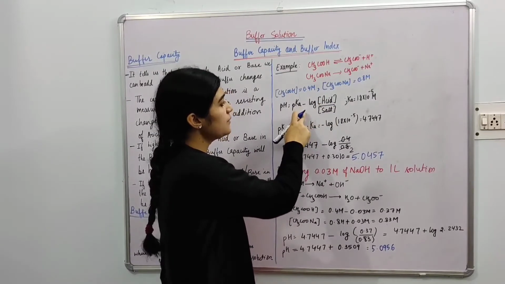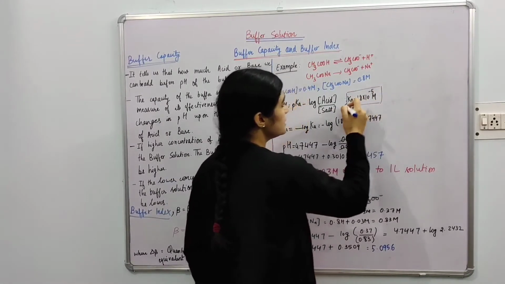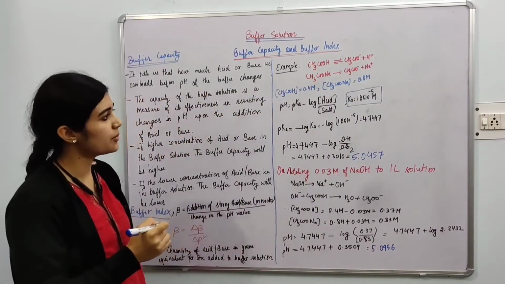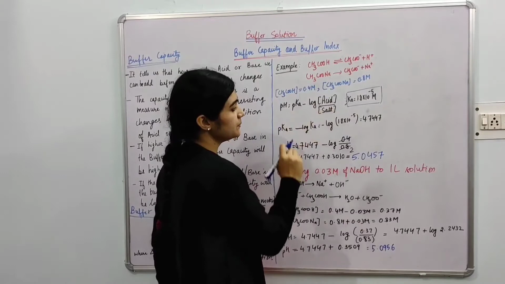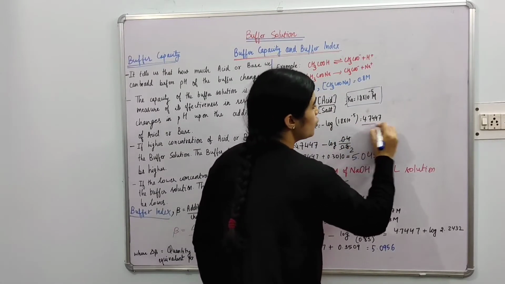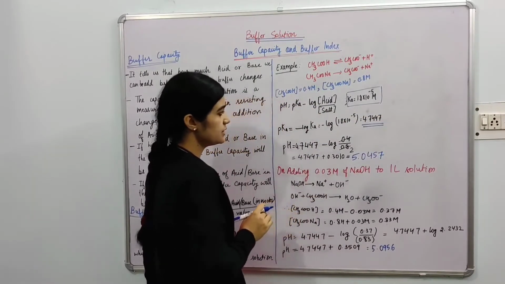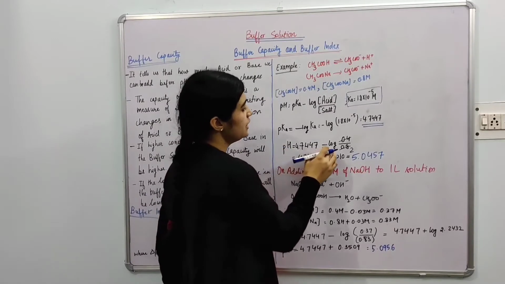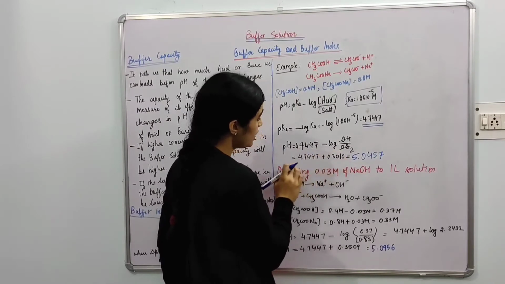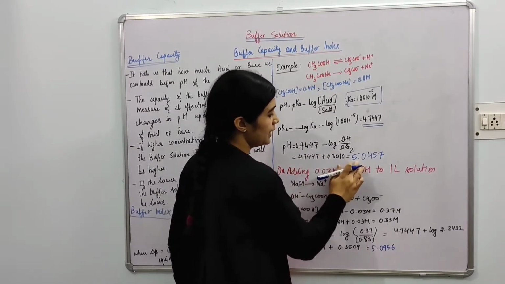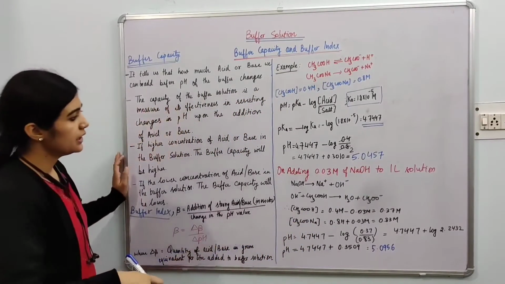This pKa is required to be calculated, and the Ka value of acetic acid is 1.8 times 10 raised to the power minus 5. To calculate the pKa, you take minus log of Ka, so the value is 4.7447. This is the pKa value, and we already know the concentration of acid and salt. So we put all these three things in the formula, and after calculation the pH obtained is 5.0457.